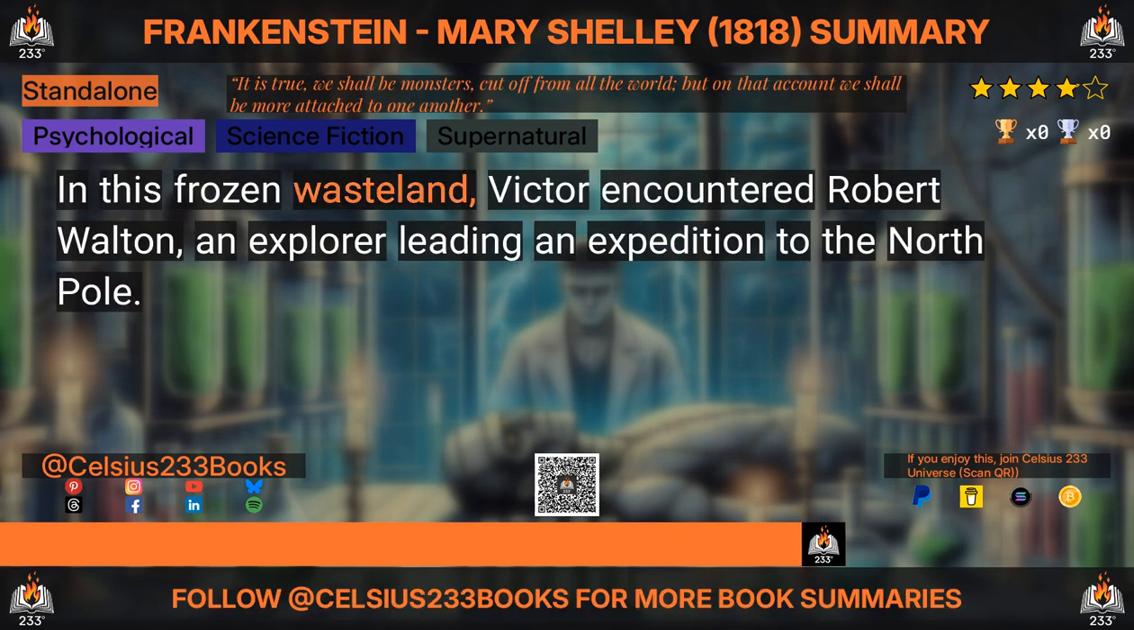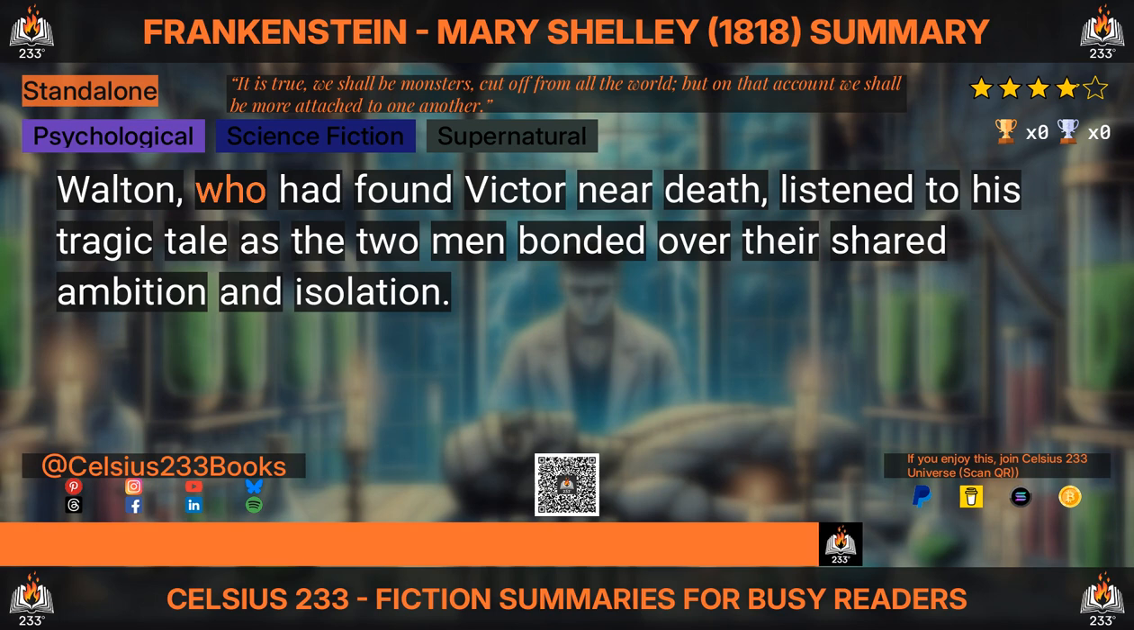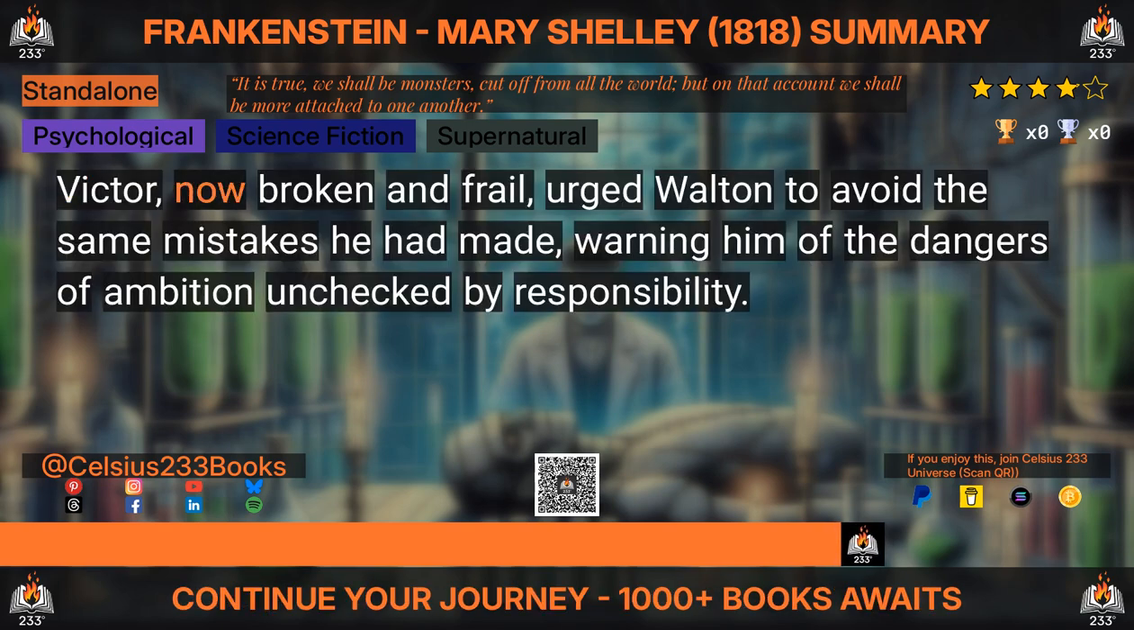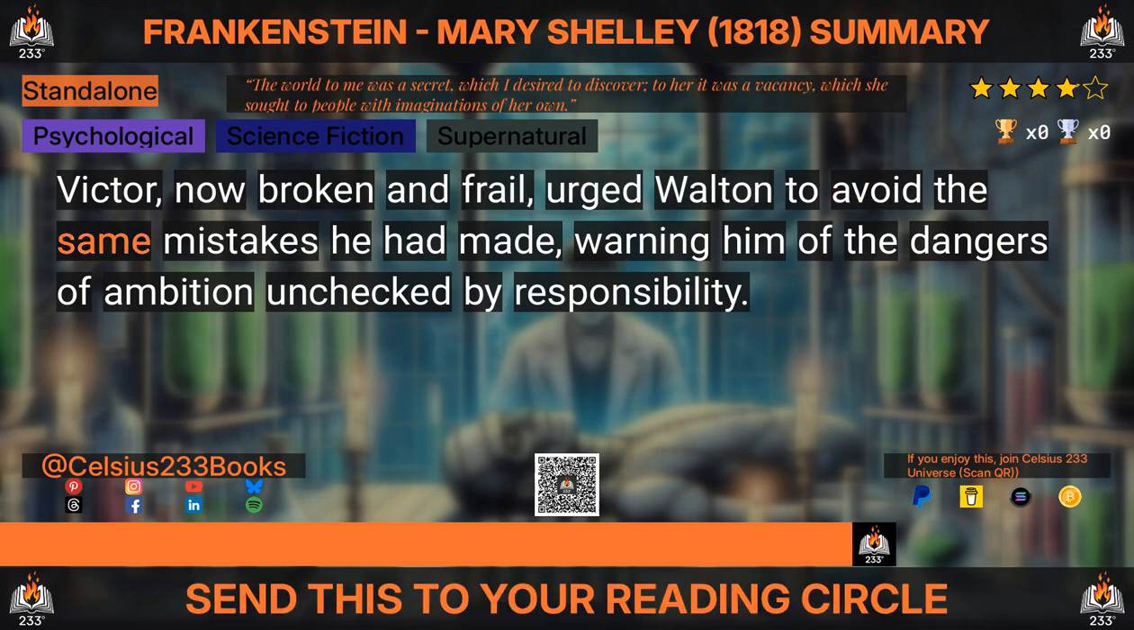In this frozen wasteland, Victor encountered Robert Walton, an explorer leading an expedition to the North Pole. Walton, who had found Victor near death, listened to his tragic tale as the two men bonded over their shared ambition and isolation. Victor, now broken and frail, urged Walton to avoid the same mistakes he had made, warning him of the dangers of ambition unchecked by responsibility.